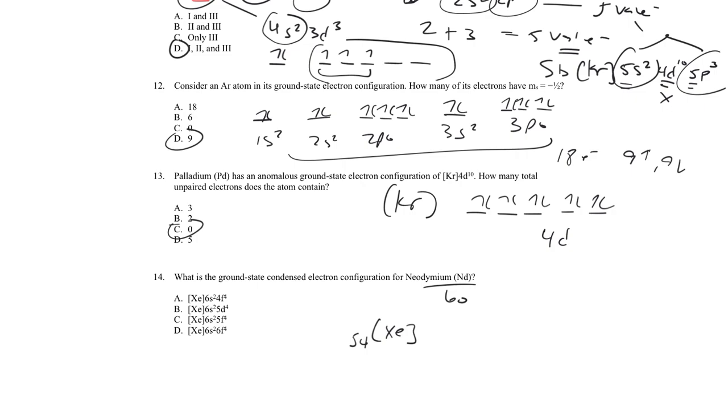And then if you're not sure, where do we fill into next? We're in the 6th row, so that's going to be 6s2. So we go 6s2. That takes us through cesium and barium. And then we're filling into lanthanum, cerium, praseodymium, neodymium. So we're getting to a 4f4. And so why 4f? Well, that's the first F block. Why is it an F block?